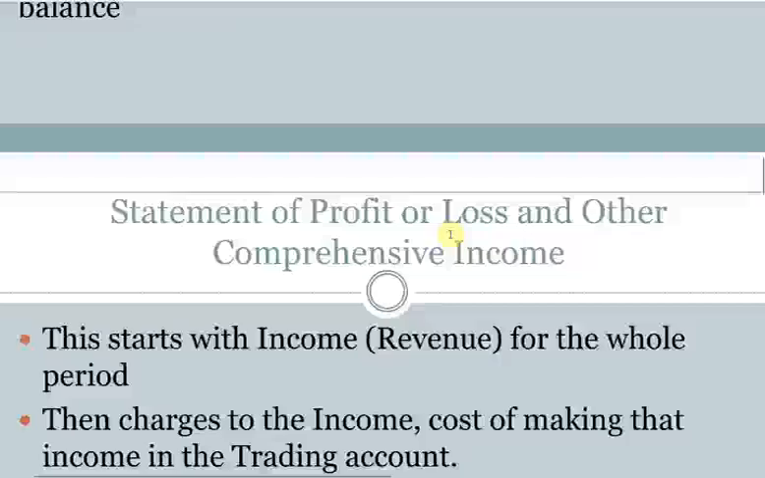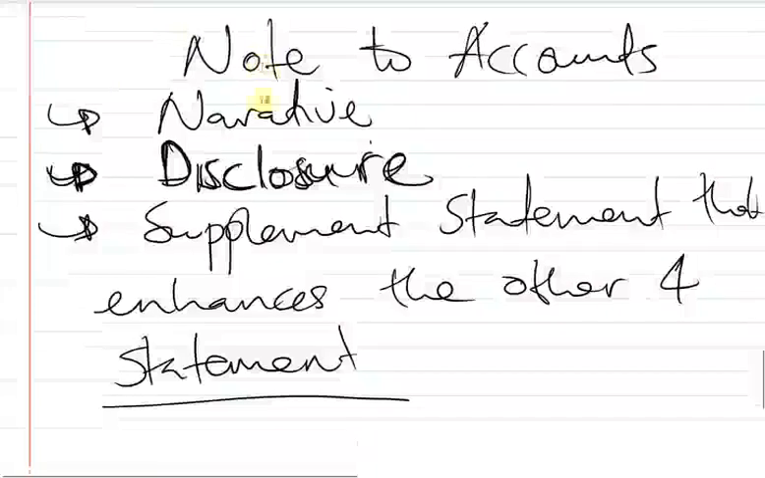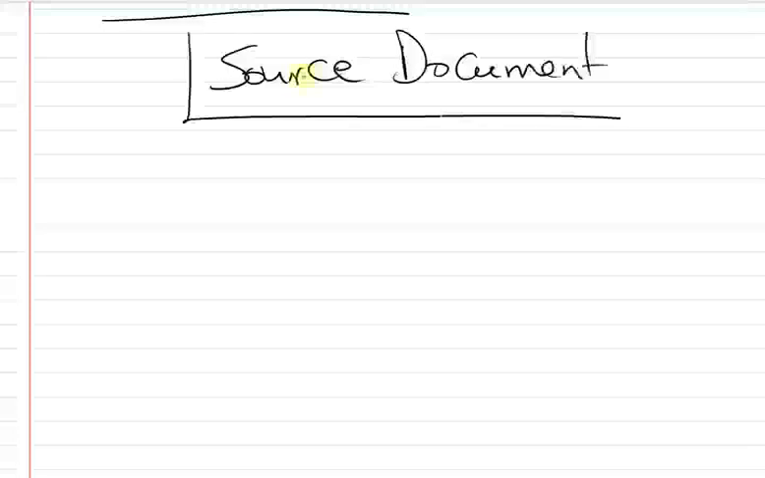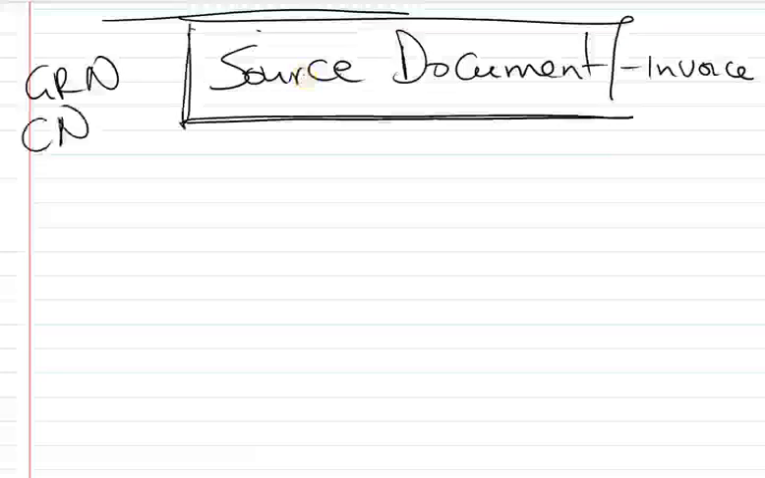So let us talk about how we actually come to draw up financial statements. What is the process? I'll talk about the flow of information until we come up with the financial statements. In the flow, the first thing is coming up with the source document. The source document can include items such as invoices, goods received notes, credit notes.